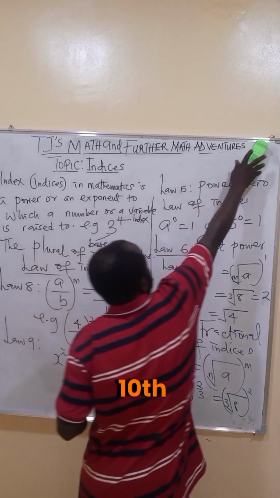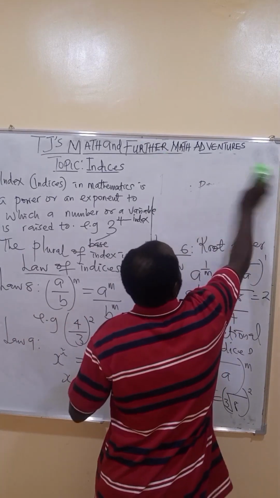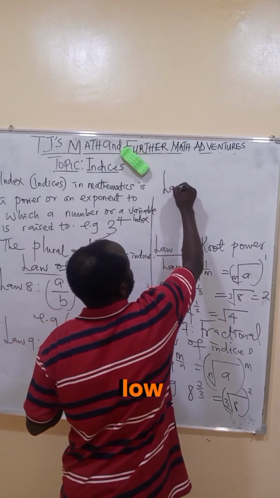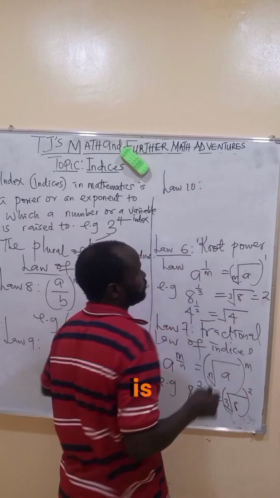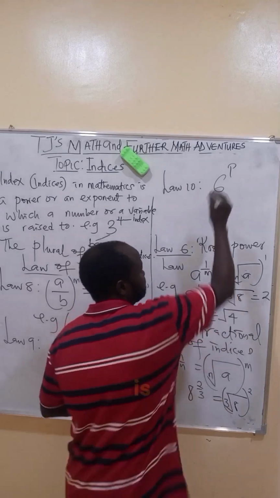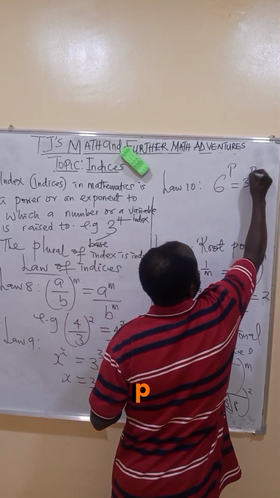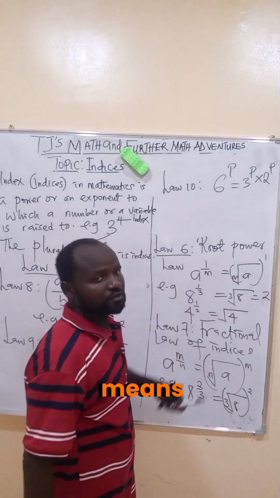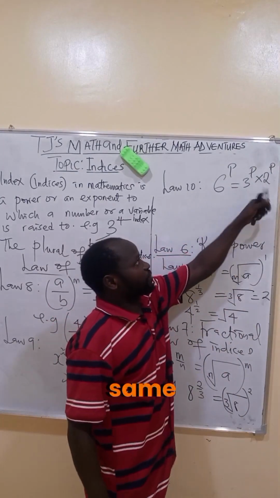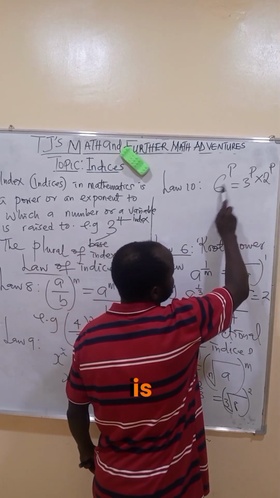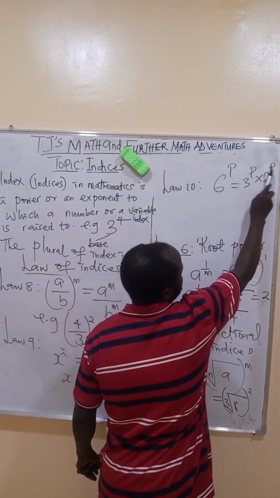Let's move to the 10th law of indices. The 10th law of indices, that's law 10, is when, let's say we have 6 power p. This is the same as 3 power p times 2 power p. It means when the powers are the same, we can multiply the bases. It means 3 times 2 is 6. Then we can now pick one of these powers.